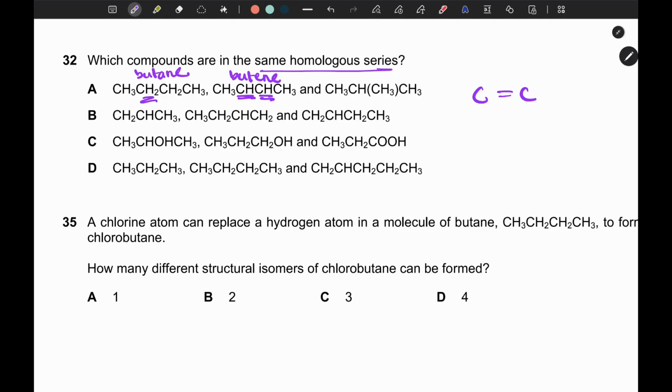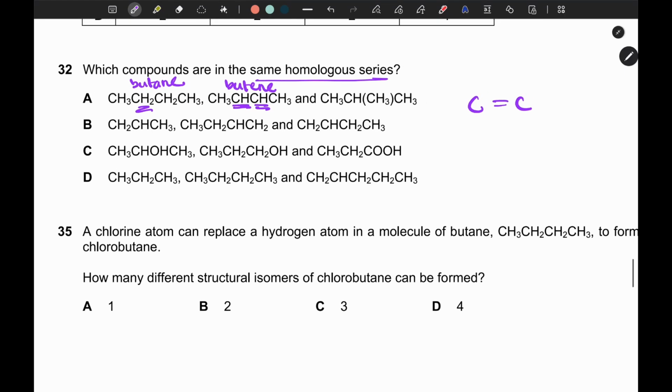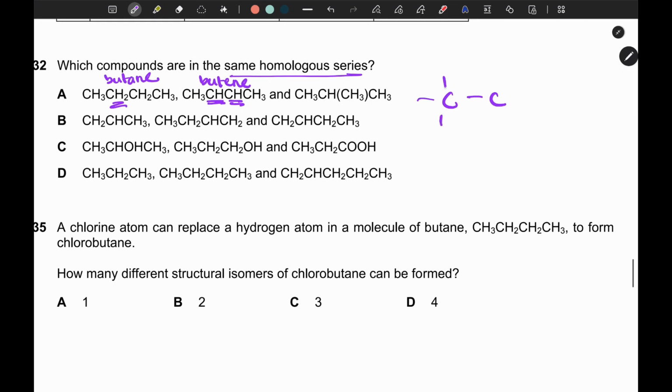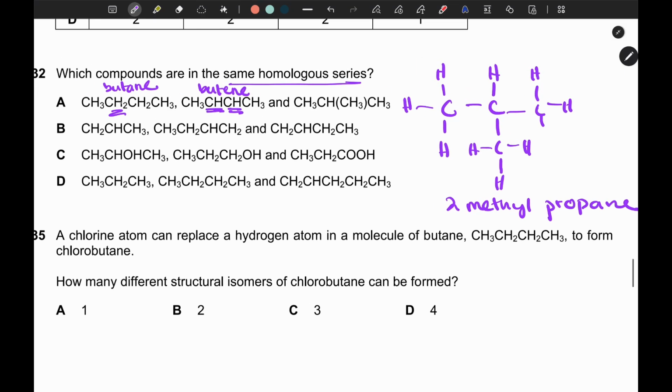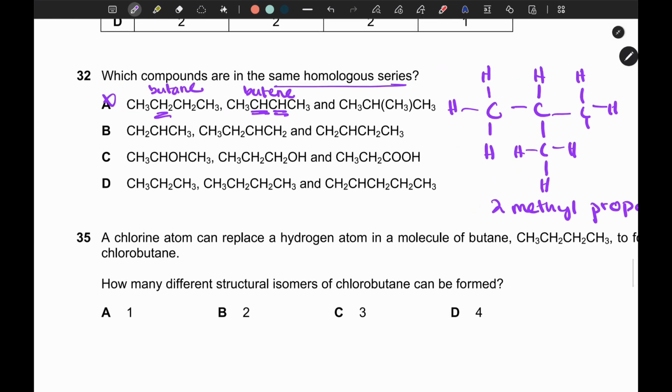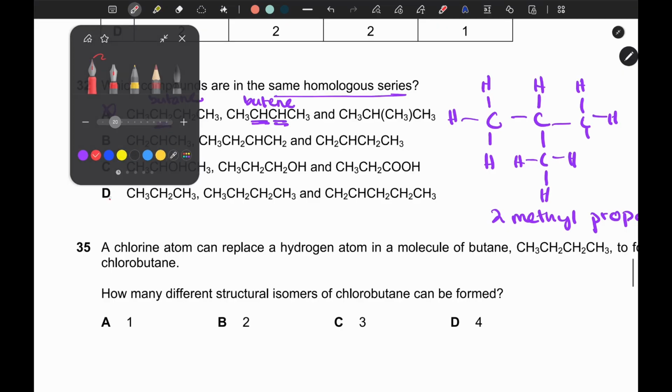And then if you look at the other one, CH3, CH, CH3, and CH3, this would be a branched structure. If we draw this out for convenience, H, H, and another H like this, then there is a hydrogen, CH3, CH3, and then another CH3. So this would be 2-methyl propane. So this is again an alkane, a branched alkane. So since we have two alkanes and one alkene, A wouldn't work. Let's look at the other options.